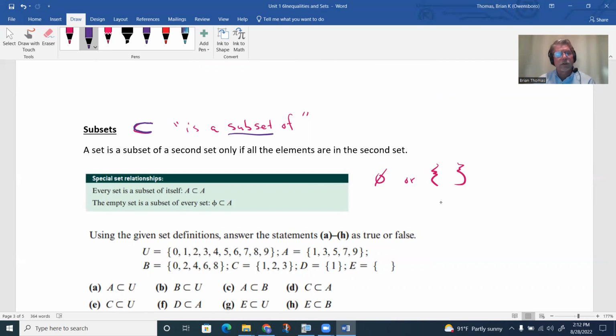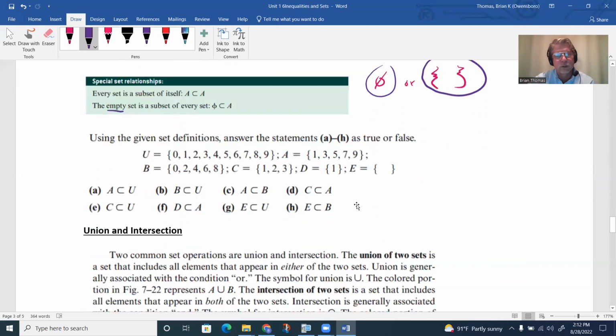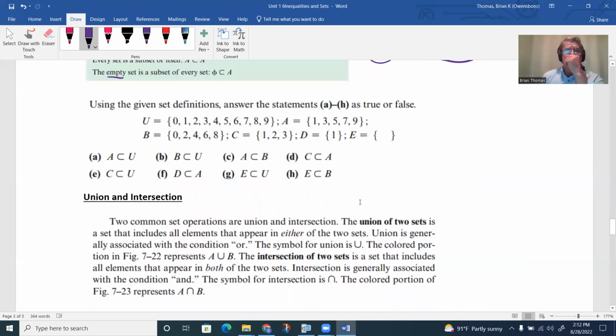Some other things to pick up on: every set is a subset of itself. So if we have a set and we're comparing it to itself, it's a subset of itself. It also points out that the empty set is a subset of every set. So again, the empty set is a subset of A. For the empty set, we either use this notation here or we use braces with nothing inside, which also stands for the empty set. Those are the main two symbols that you'll see here. So let's look at some questions here. We have the set U, the big set.